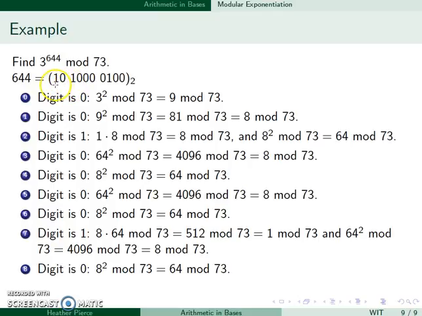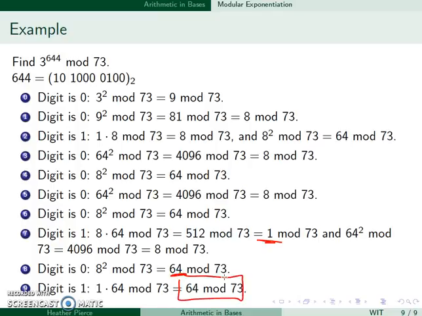I then have another 0, so I do 8 squared to get 64. And then I come to the very, very last digit, which is a 1, and will always be a 1. So in this case, I take what I got the last time I got a 1 times my previous step, 1 times 64, to get my final answer of 64.